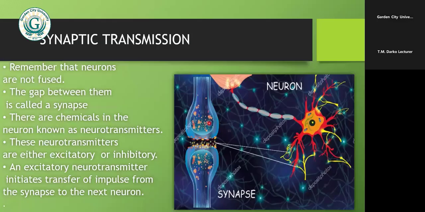Now, what happens is that when the impulse you've generated gets to the terminal end here, it causes what you call an influx of calcium. So calcium will now enter into the cell. What happens when calcium enters into a cell? What happens?